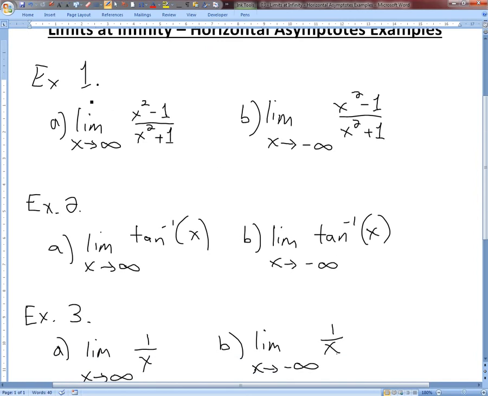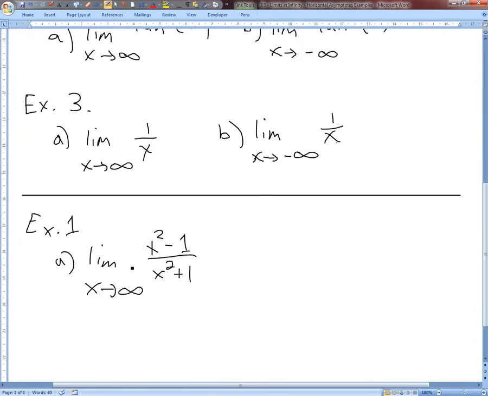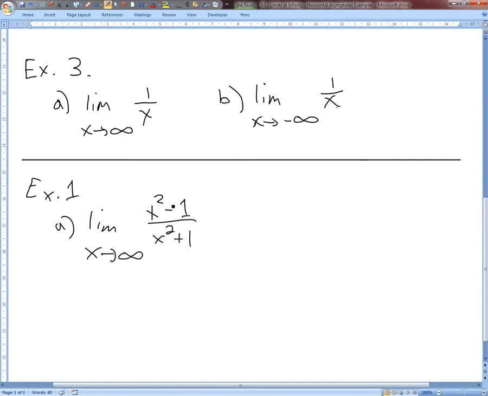I'll start off with example 1, which says, find the limit as x approaches infinity of x squared minus 1 divided by x squared plus 1. And then part B of this question is the same thing, but we're going to negative infinity. So now if we look at example 1a right here, limit as x approaches infinity of x squared minus 1 divided by x squared plus 1.